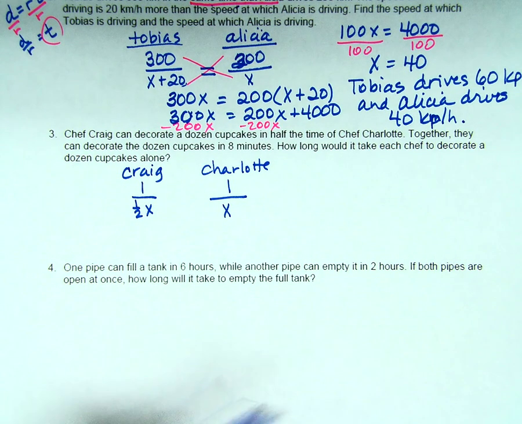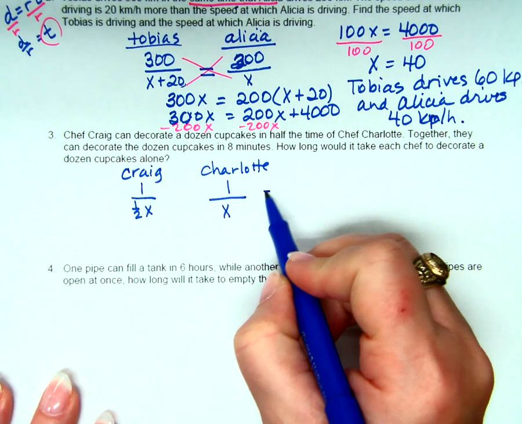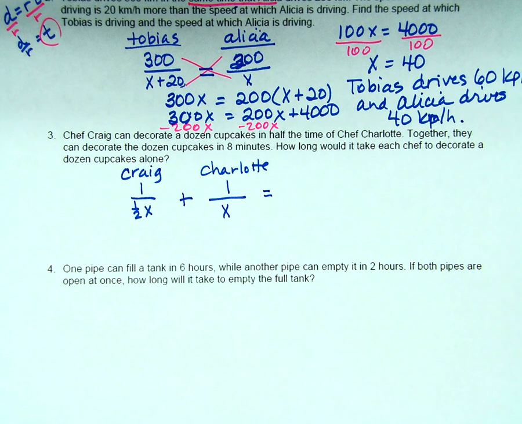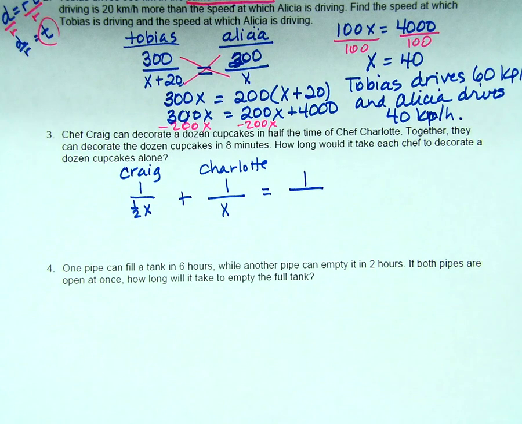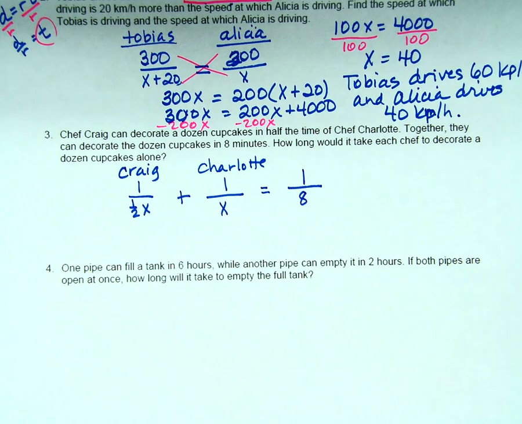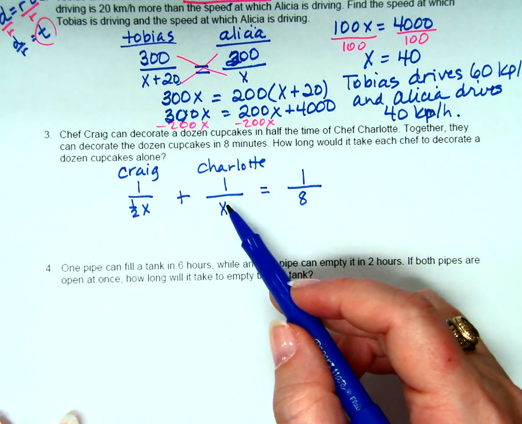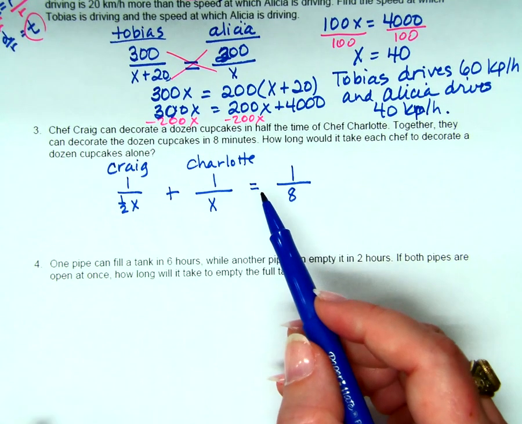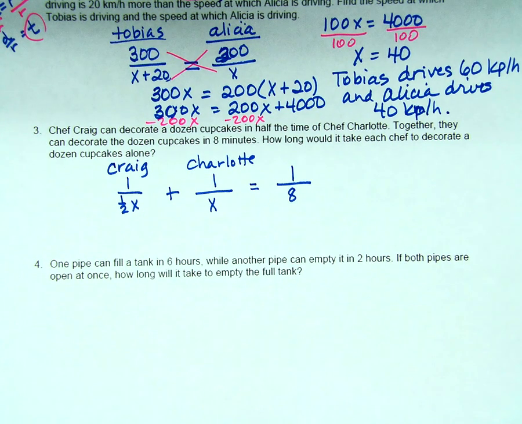There's actually another way to do this problem, and if you really care, I will show you later. They're working together, right? What's it going to equal? Them together. So they're doing the one job, and how long? 8, right? So it's similar to problem one, but not the same. Because in problem one, we knew how long it took the first machine, and we knew how long it took the second machine, and we were trying to figure out how long it took together. What we know about Chef Craig and Chef Charlotte is how long it takes together. We don't know individually.